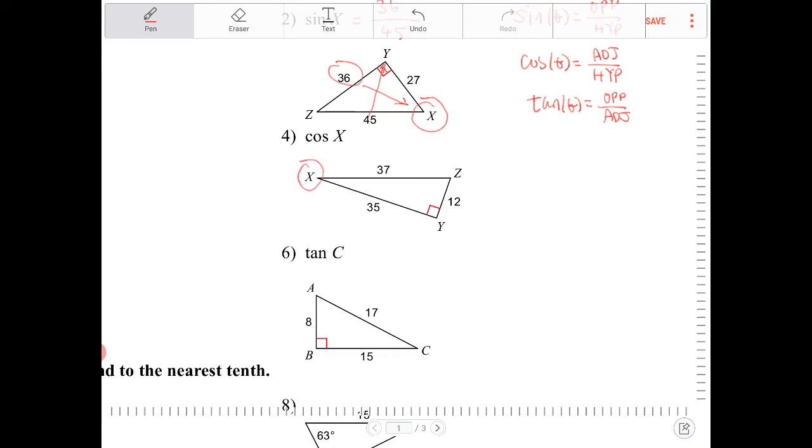Cosine of x, so x is here. I want the side that's adjacent to. Adjacent to is right next to. There are two sides that are technically adjacent to x. You have 37 and you have 35. Which side would be the adjacent, and which side would be the hypotenuse? Well, the hypotenuse is always going to be opposite of the right angle. So therefore, this side right here is the hypotenuse, and this side is the adjacent. So cosine of x is equal to 35, because that's the adjacent, and the hypotenuse is 37.